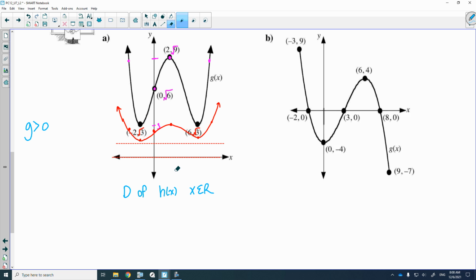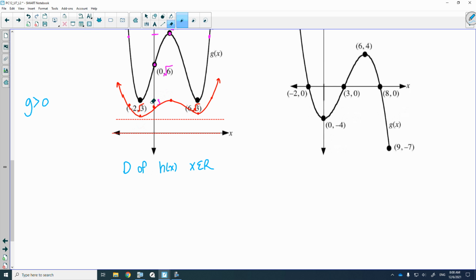Okay, let's figure out the range of what h of x will be. So what we want to do is you always want to look for the range. In this case, we know it's going to have a minimum, so we want to look at the min value on g of x. What was the smallest value on g of x? The smallest values on g of x were these 2 minimum points here, and the y value was 3, right? So the smallest point is going to have a y value of 3.